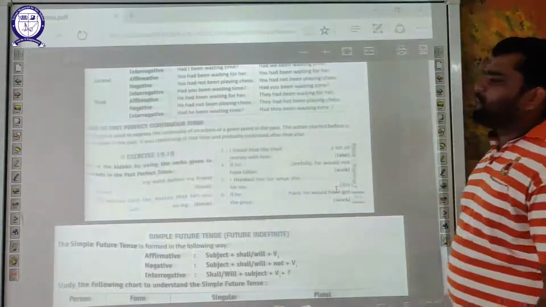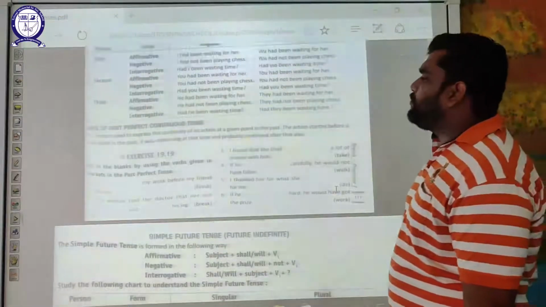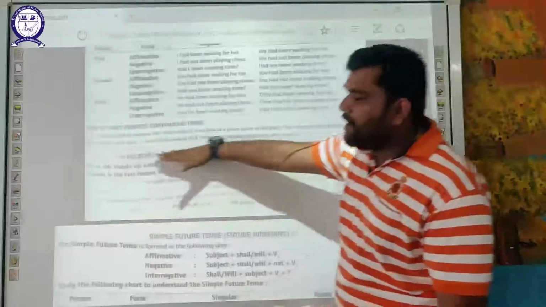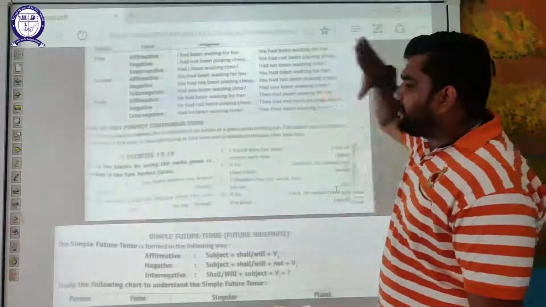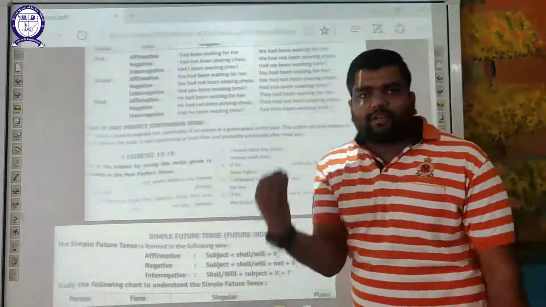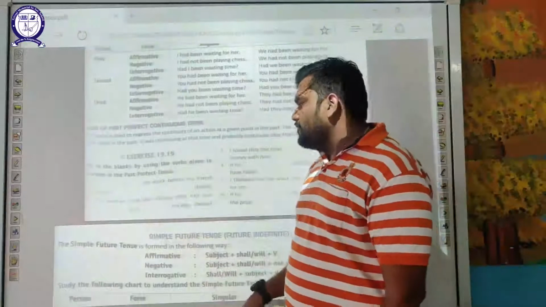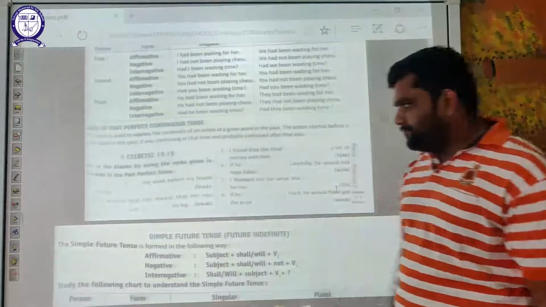This tense is used to express the continuity of an action at a given point in the past. The action started before a given point in the past. It was continuing at that time and probably continued after that also. Taking an example: I dashed my work before my friend arrived.